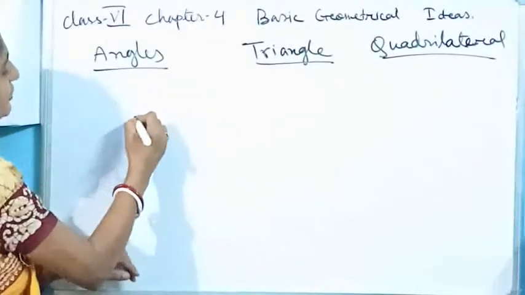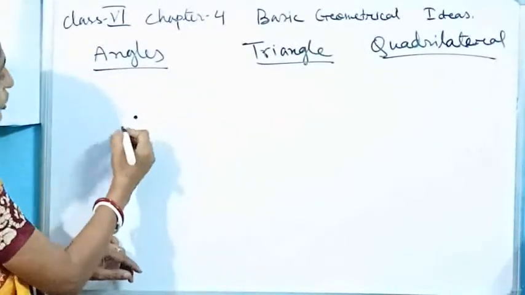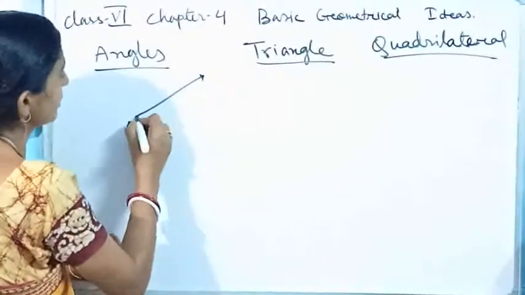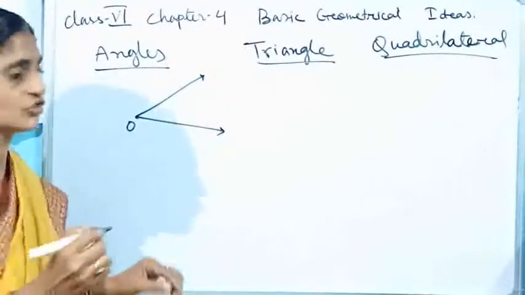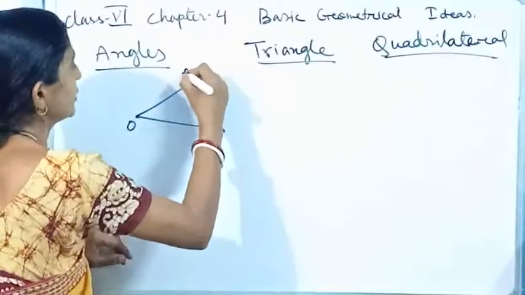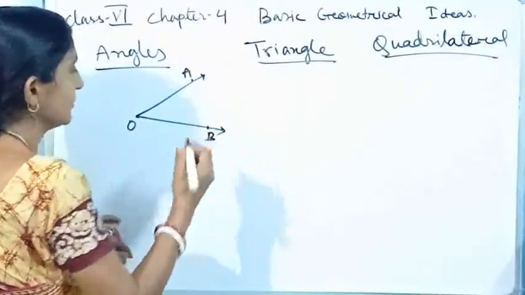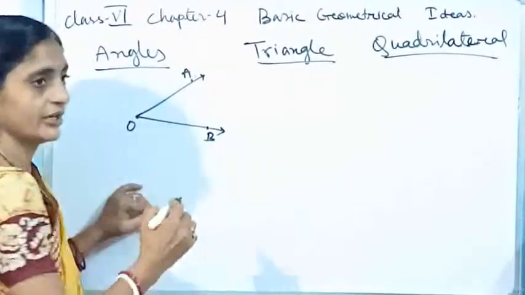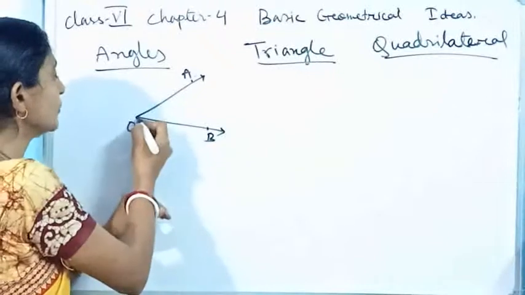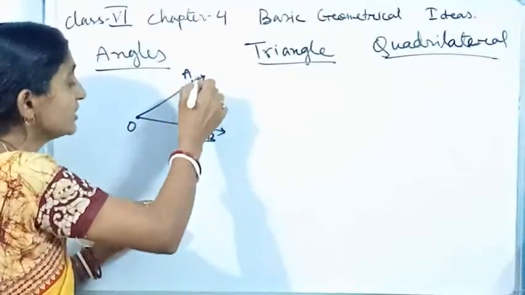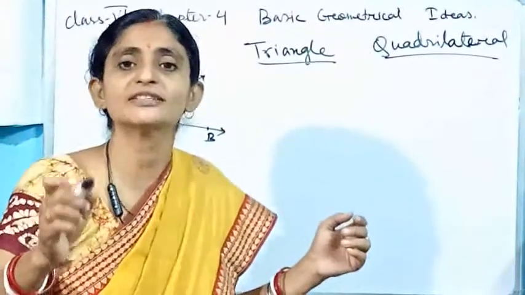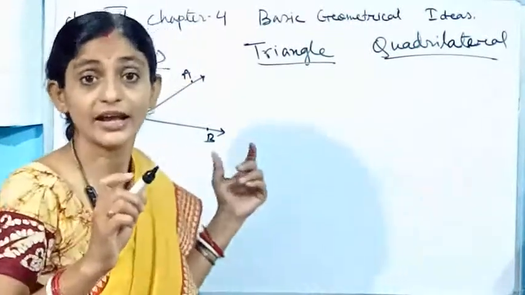Let this be O, I am taking one point O, and from there one ray is going in that direction and this one is going in this direction. Let's name this one A and this one B. So here the rays OA and OB are originated from point O. The geometrical shape they have formed is called an angle. Yes, it is an angle here.